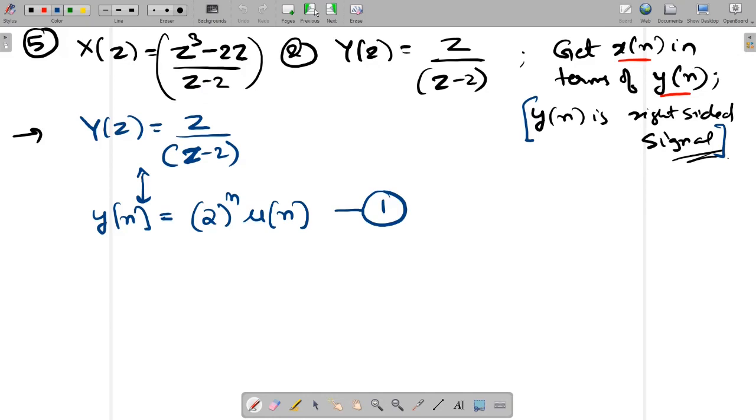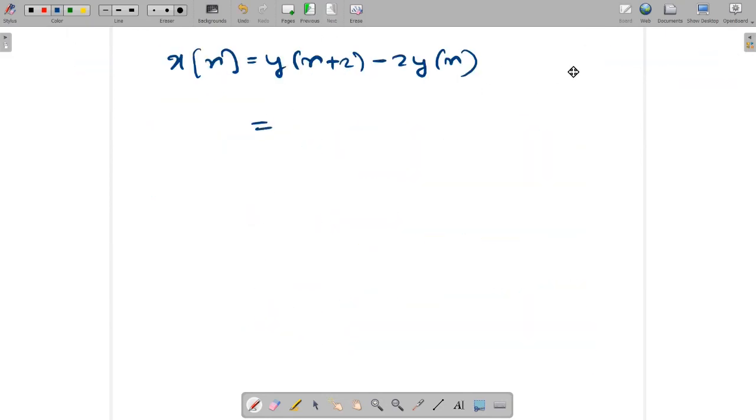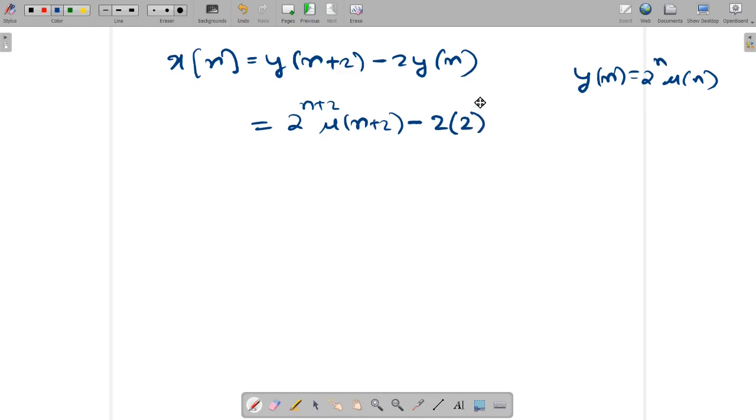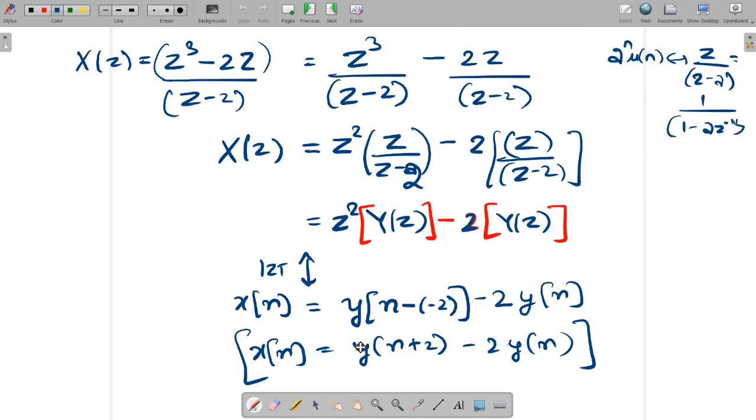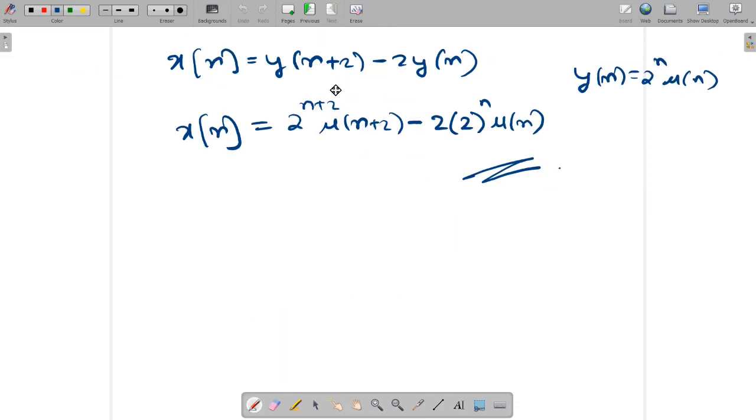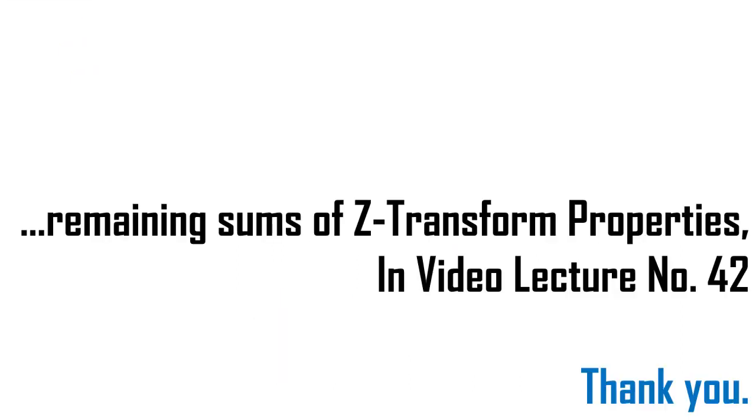And I found y of n earlier: y of n is 2 raised to n u of n. So what is y of n plus 2? 2 raised to n plus 2 u of n plus 2, minus 2 into y of n, which is 2 raised to n u of n. So this over here is my final answer. X of n in terms of y of n is this, and the correct answer for x of n is this over here.